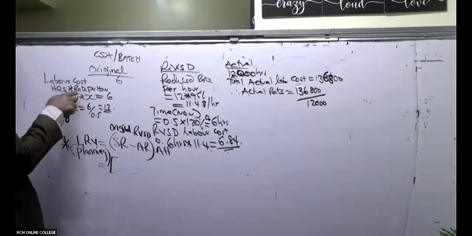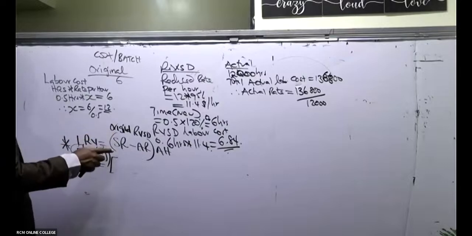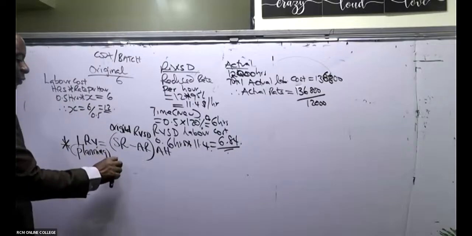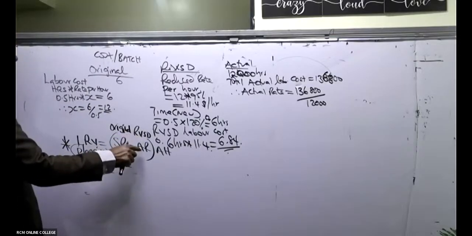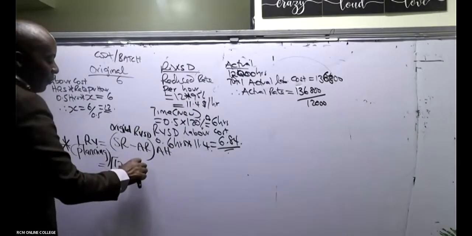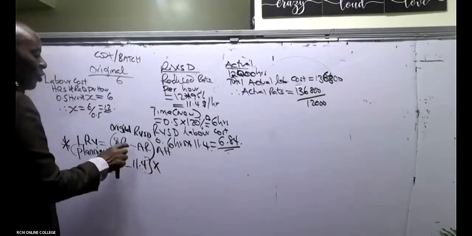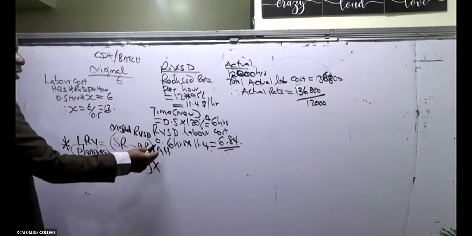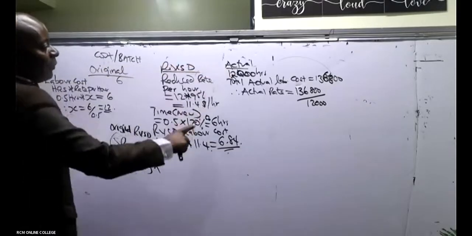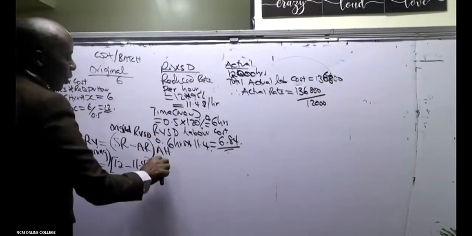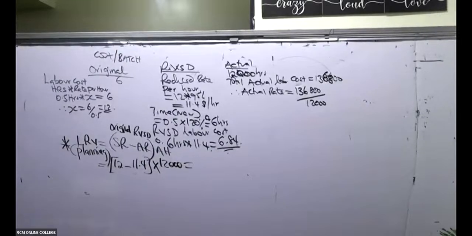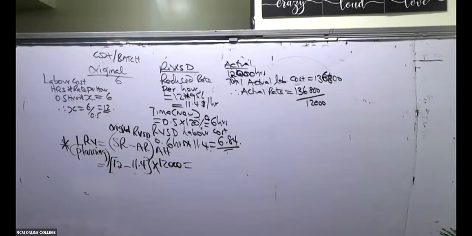So the original standard rate per hour, remember this is a rate per hour, which is this level, is 12, minus the revised rate per hour. The revised rate per hour, you gave me 11.4. Remember, this comparison only happens in brackets. Otherwise, when they say actual, you must go to the actual. The actual hours that we have here were 12,000.